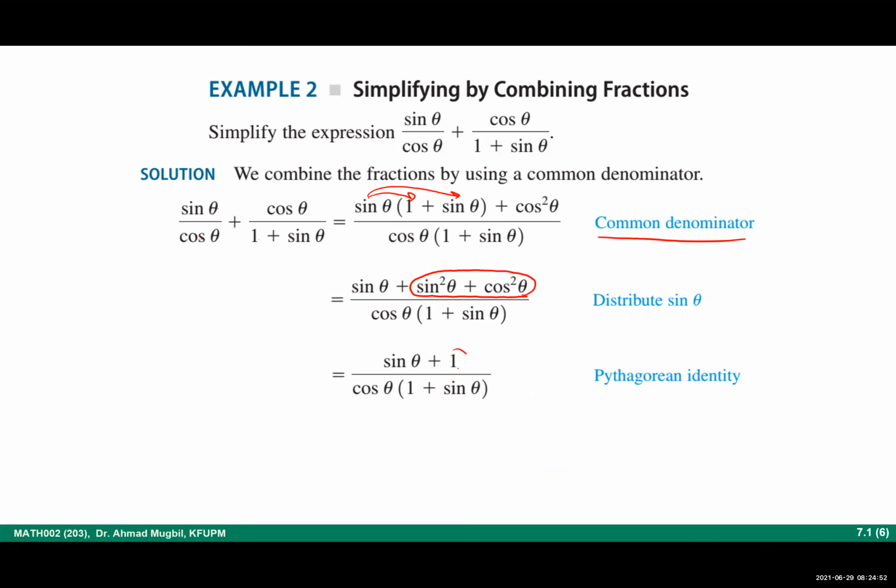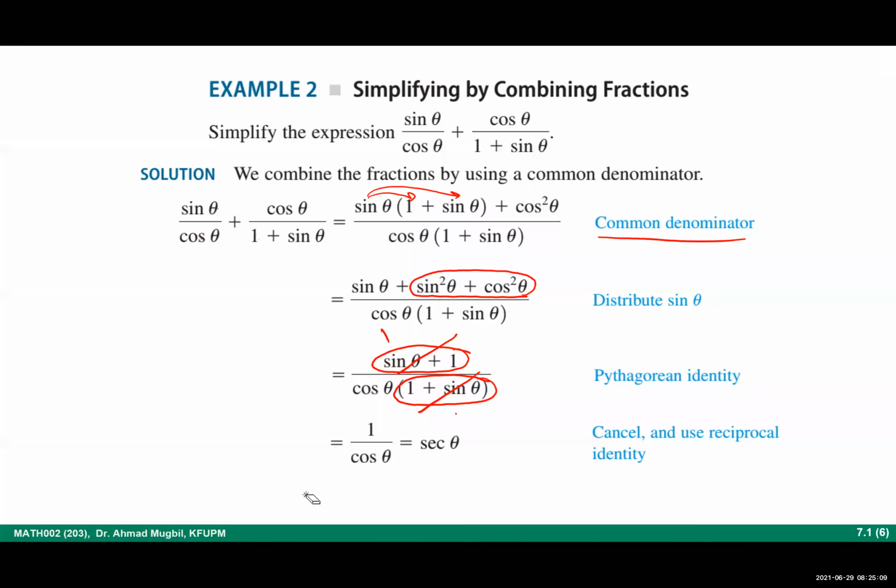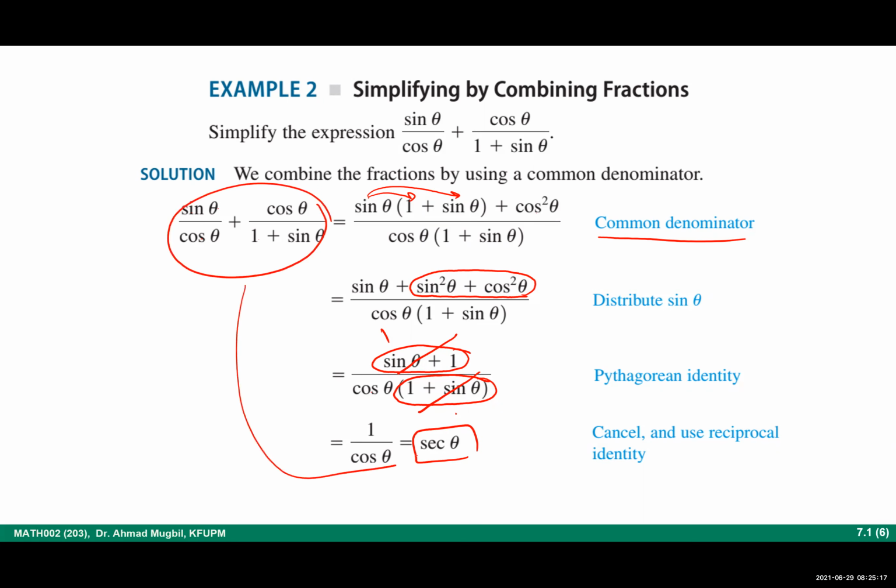What we have in the numerator is the same as we have in the denominator. These are the same, so cancel this with this. What will you have? Here you will have 1, here you will have 1. Here it will be 1 over 1 times cosine, which is cosine. So you will have 1 over cosine, which is secant theta. Amazing. All of this at the end is equal to secant theta.